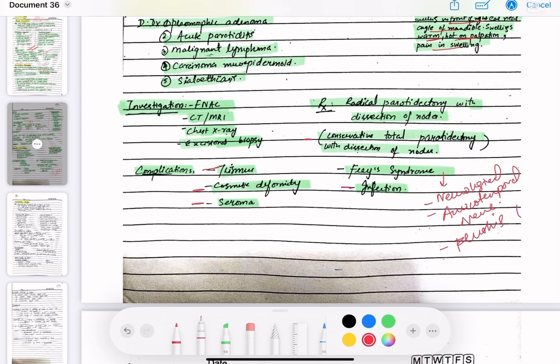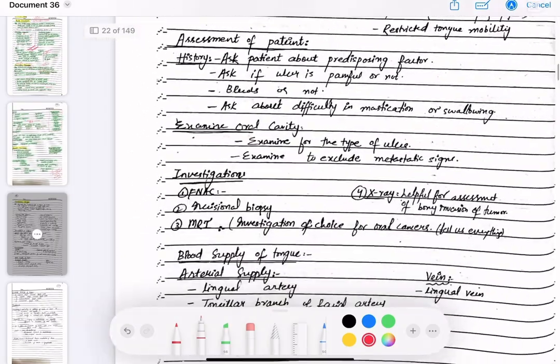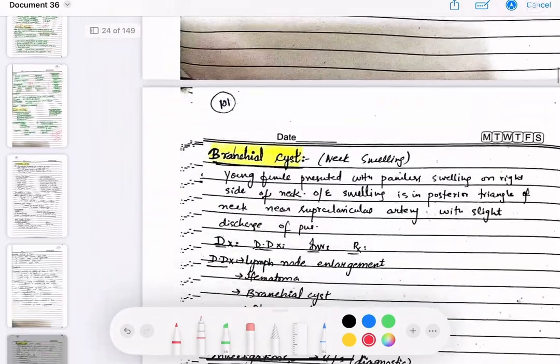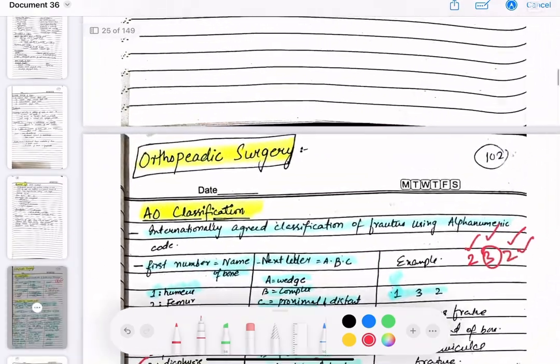So this was all about the parotid carcinoma. Now in the next section we are going to discuss the carcinoma of tongue and bronchial cyst, which is a neck swelling, and then we are done with this unit of head and neck.